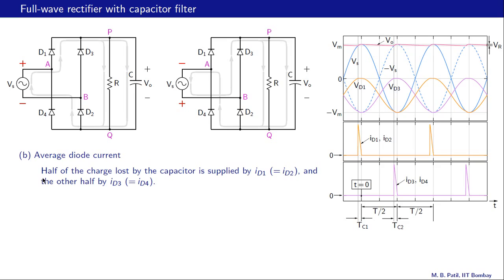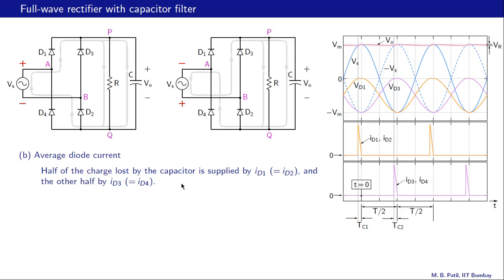Now, as we observed earlier, half of the charge lost by the capacitor is supplied by D1 or D2, because T1 and D2 conduct at the same time, and the other half is supplied by D3 and T4. That is this situation here.